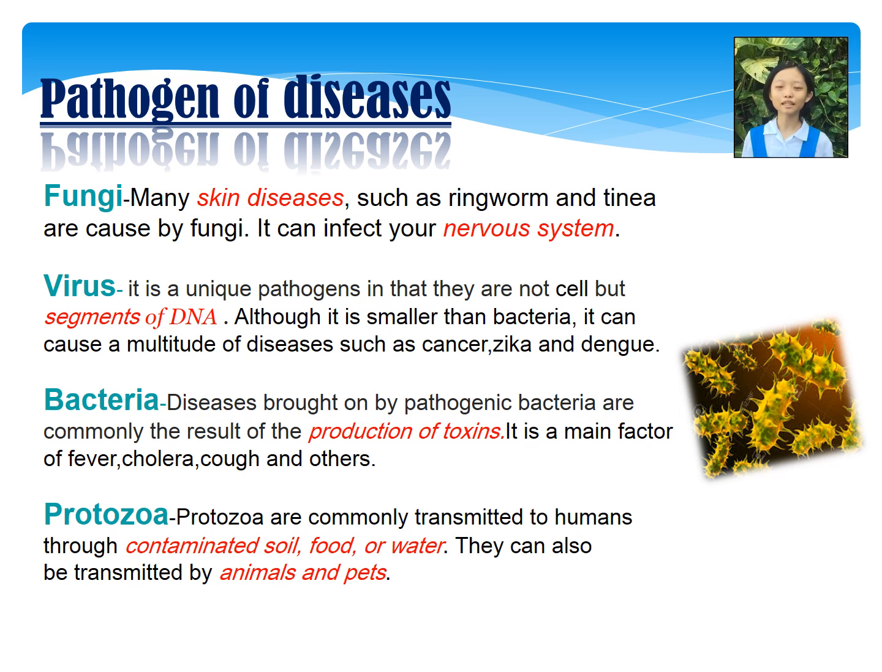There are many types of pathogens that may cause disease on Earth. Today, I will introduce 4 types of pathogens that may cause disease, which are virus, fungi, bacteria, and protozoa. A virus is a type of microorganism that might cause skin disease and also infect our nervous system. Viruses, which are smaller than bacteria, aren't cells but segments of DNA.